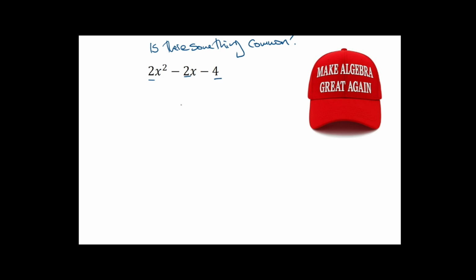4 is 2 times 2. So if we take a 2 out, now looks a bit better. So for this one here, what multiplies together to give us negative 2 and adds to give us negative 1? Well, it's going to be minus 2 and positive 1.